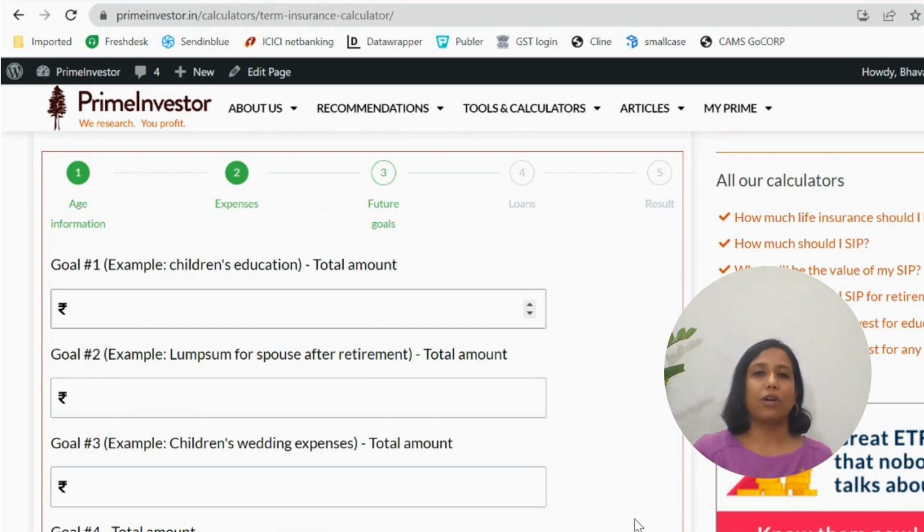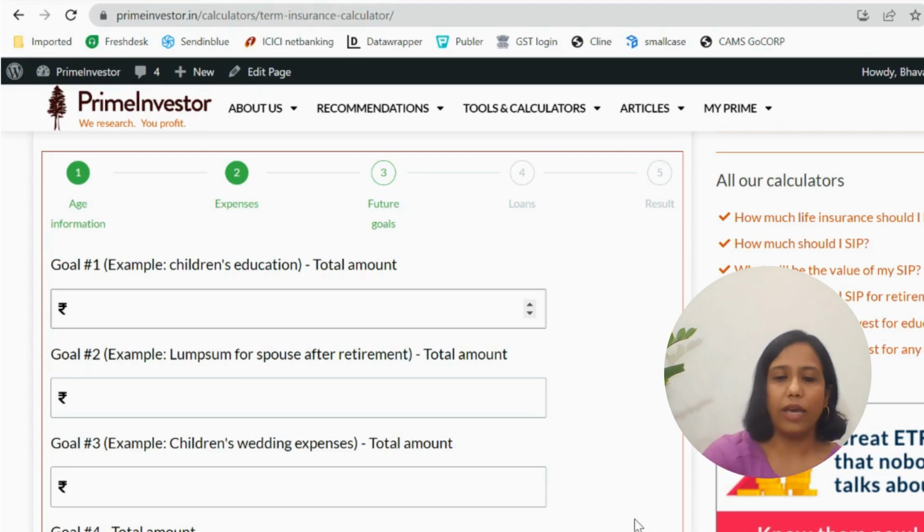So if you're not around, your insurance payout should also manage to meet those goals, because otherwise how are those goals going to be funded? So let's say your child's education is a goal and you need, say, 30 lakh for that goal.